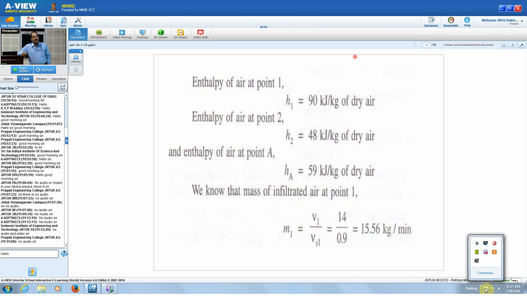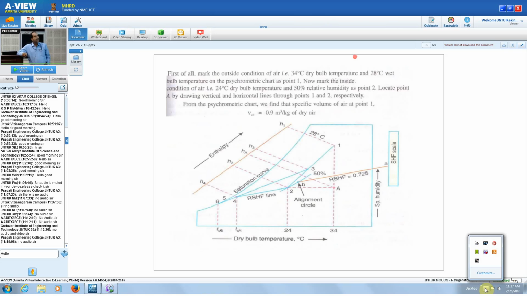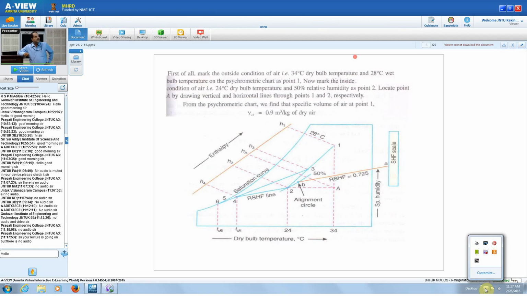Then, coming back, we know point 1, point A, and point 2. Can we locate enthalpy 1, enthalpy 2, and enthalpy A? This is the dry bulb temperature line, already we have taken. Extend this up, and it will give enthalpy 1. And we already know point 2. Then we extend up to this line, and that is enthalpy 2. And point A we also got. Extend this line parallel to the wet bulb temperature lines, and it will give enthalpy A. Next.